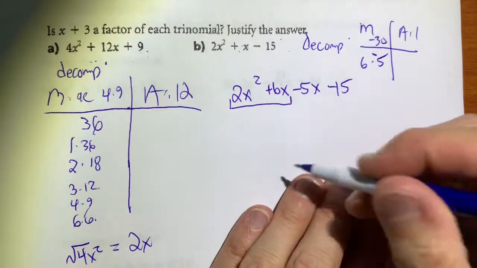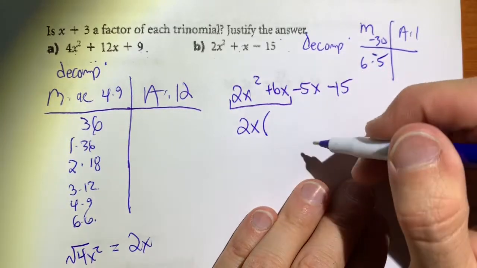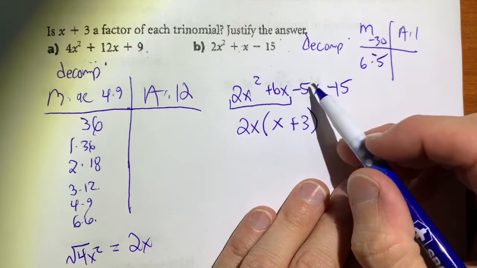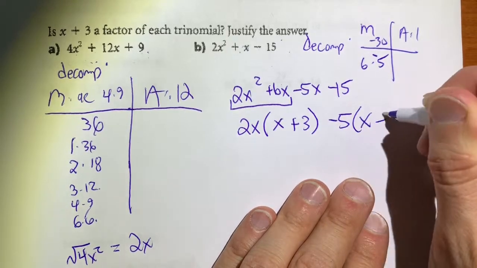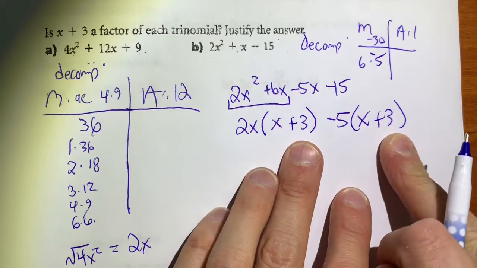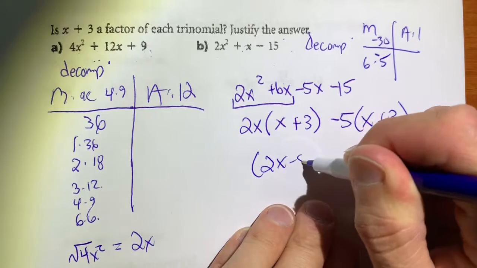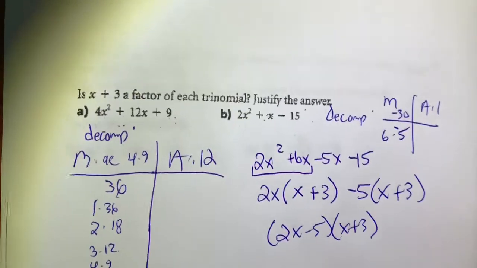Look at the first two terms. What's the greatest common factor you can pull out? It looks like it's a 2x. So you pull out the 2x and you get x plus 3. And then look at the last two terms. Well, I can pull out a negative 5. That gives me x plus 3. So if these two things match, you're done. All you've got to do is grab those two numbers, slap them together like this, and you're done. You factored it. Beautiful. Yay.